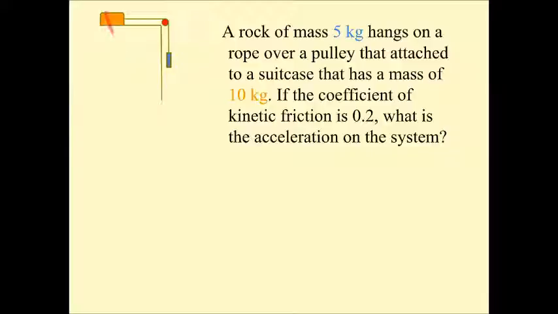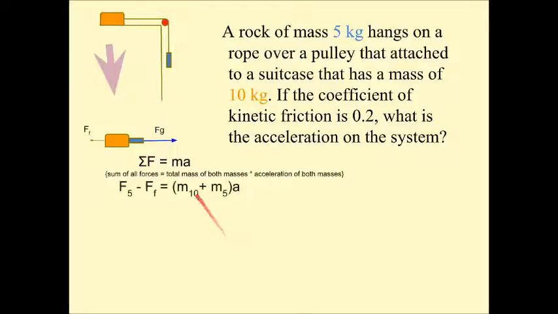So we have the coefficient of friction as 0.2. Now it will only be affecting the mass that's on the horizontal because, of course, there's no surface for that. So we just do the same sort of thing, but now we have to throw in this friction from the 10 kilogram mass. Once again, I put them together. I just ignore the tension for right now because I'm looking for the acceleration. Sigma F equals ma. Once again, the sum of all forces equals the total mass and the acceleration of both the masses.